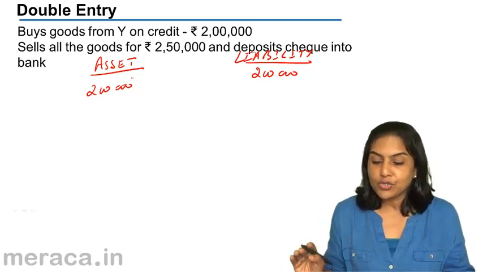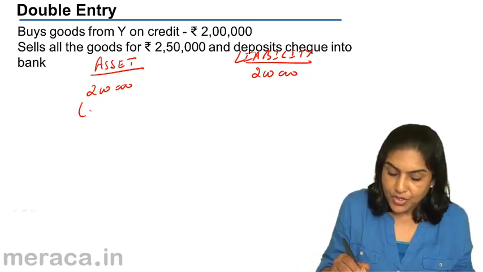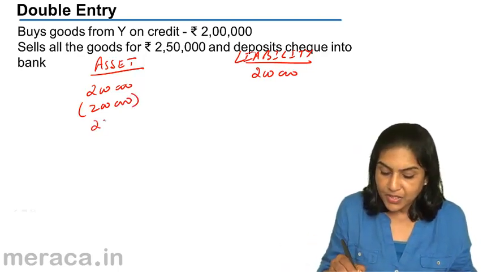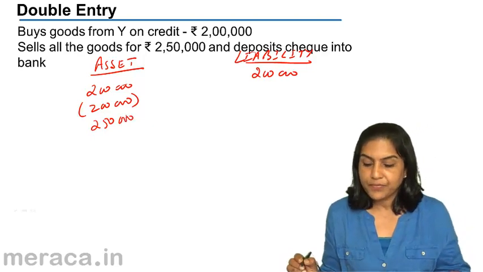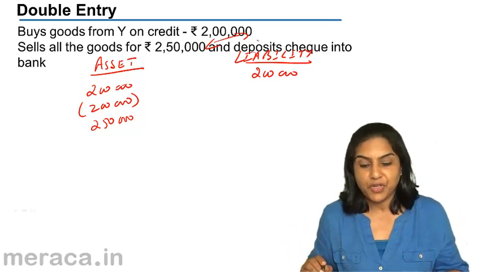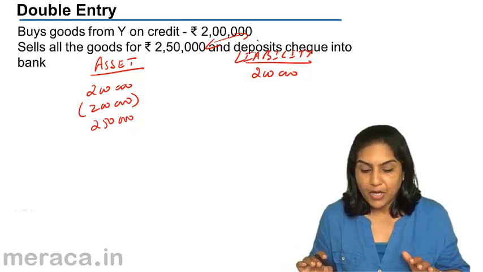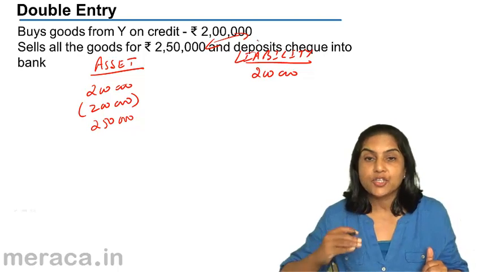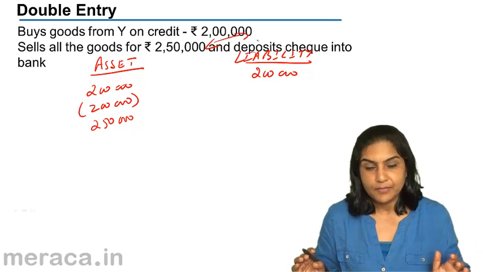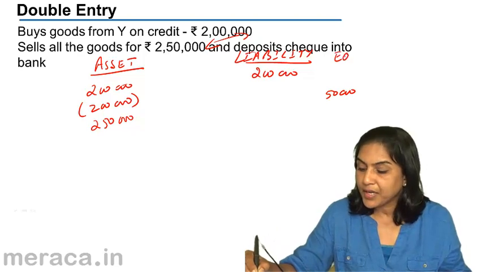Then he sells all the goods for 2 lakh 50,000 and deposits the check into the bank. Therefore, goods worth 2 lakh go out and money comes in for 2 lakh 50,000. But now there is a difference of 50,000. What is this difference of 50,000? This difference of 50,000 is nothing but the profit made by the business, because the business bought goods for 2 lakh and sold for 2 lakh 50,000. Profit of the business belongs to whom? The profit of the business belongs to the proprietor, equity.